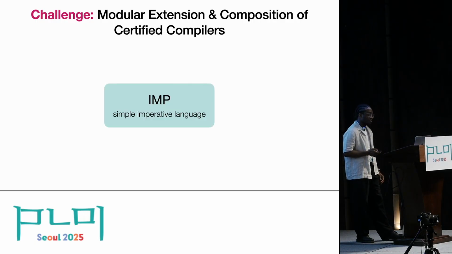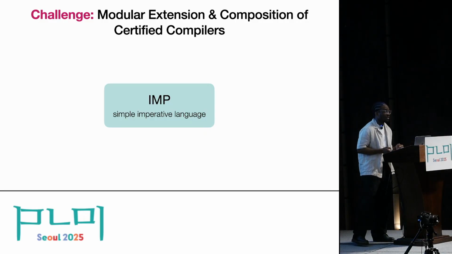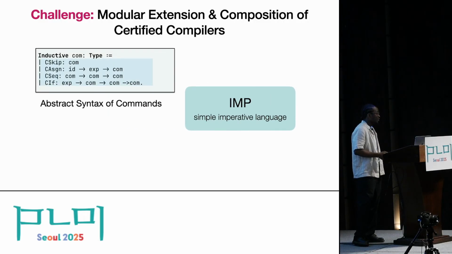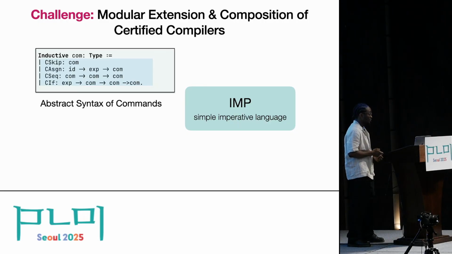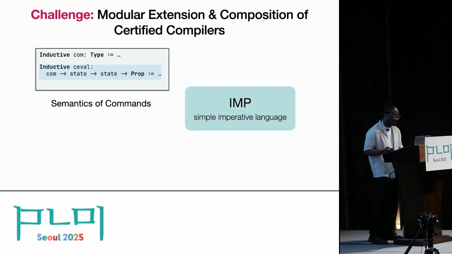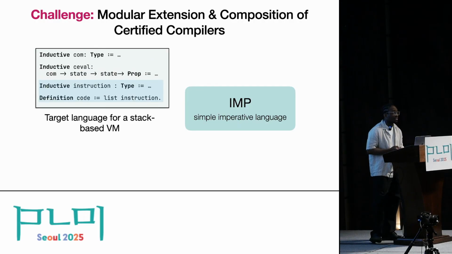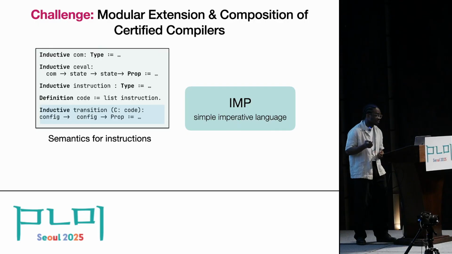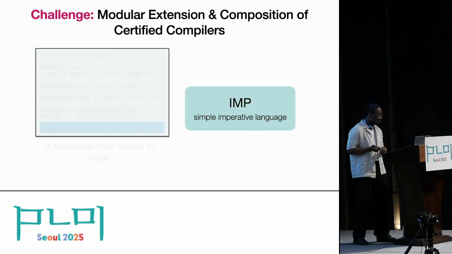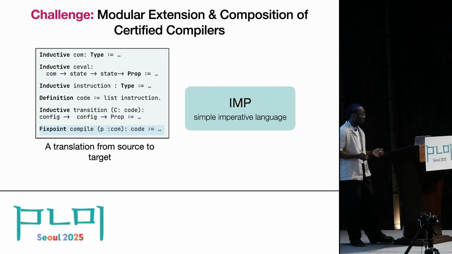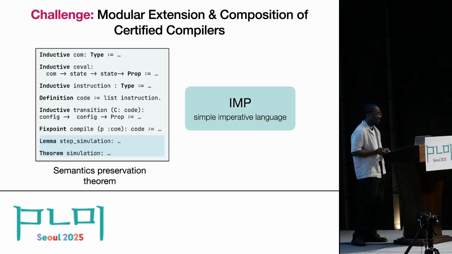To see this in practice, let's look at a toy example of a certified compiler. Let's build a certified compiler for IMP. The first thing we do is define our source language, which is just a simple imperative language, and we give semantics for the source language. Then we give the target language, which is a stack-based virtual machine instruction set, and we give semantics to the instruction set. Then we write a simple compilation function, which is a recursion over the source language, and then prove it correct.